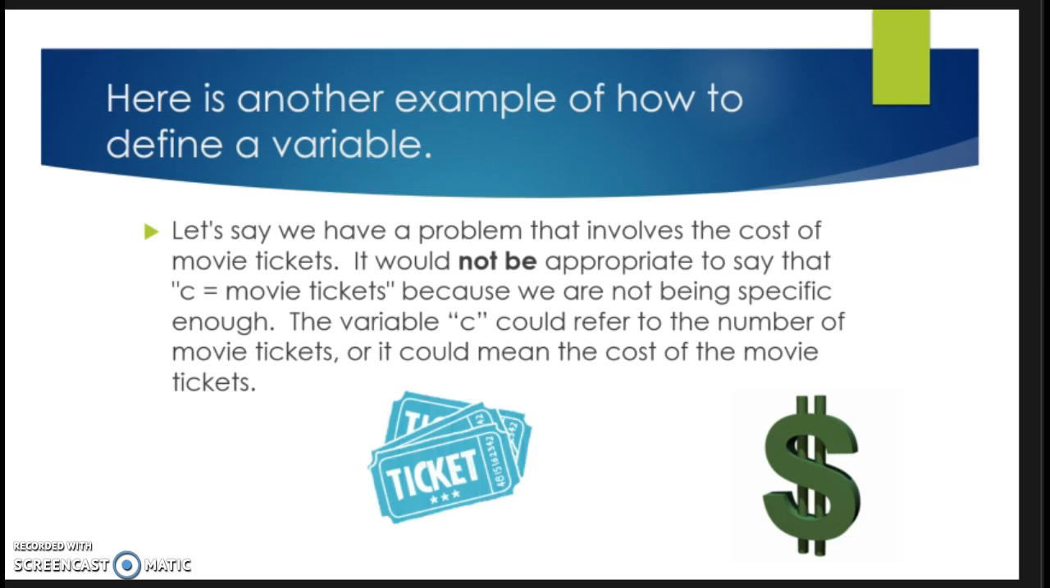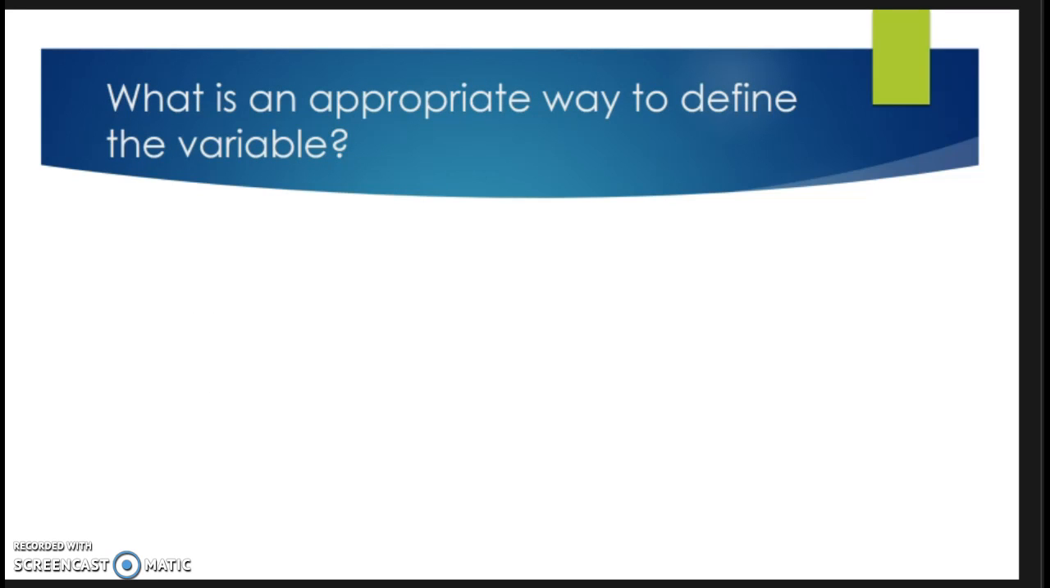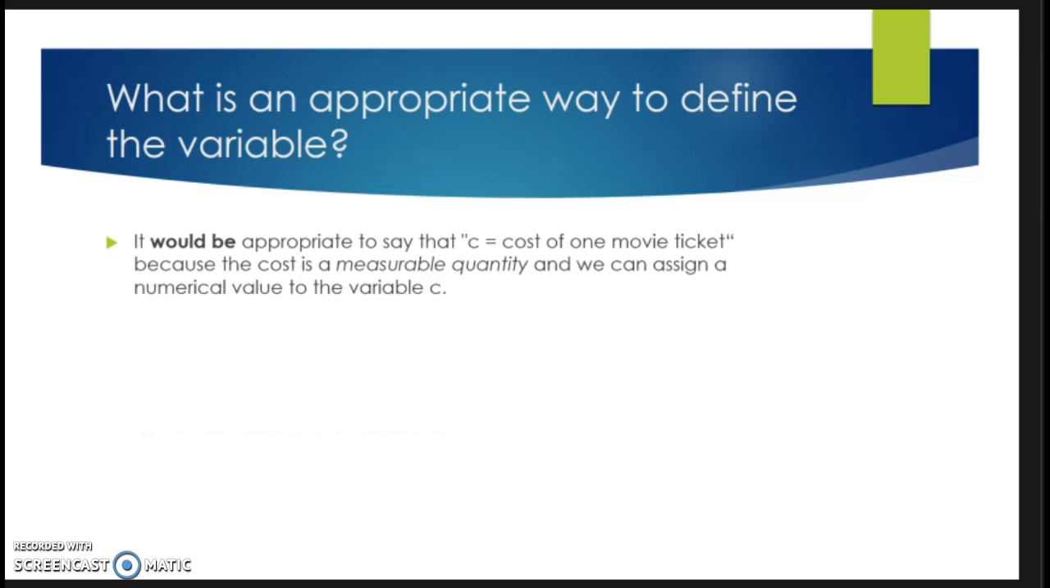We need a quantity that is measurable, something that I can assign a numerical value to. So what is an appropriate way to define the variable? It would be appropriate to say that C equals cost of one movie ticket, because the cost is a measurable quantity and I can assign a numerical value to the variable C. And if I knew that numerical value, say C equaled 6.5, I would know that represents $6.50 for the cost of the ticket.